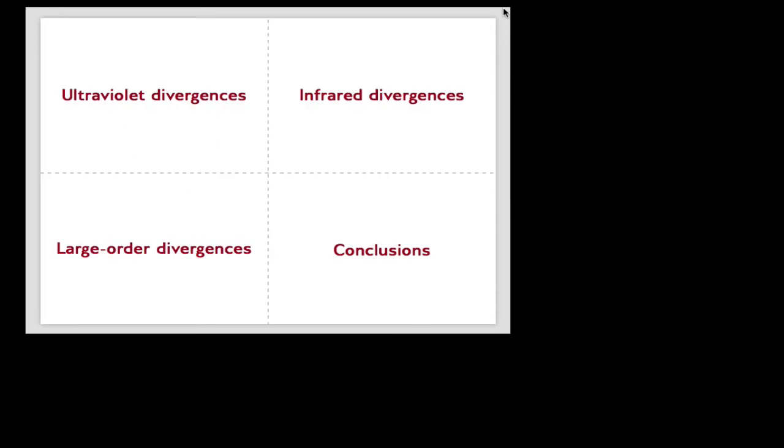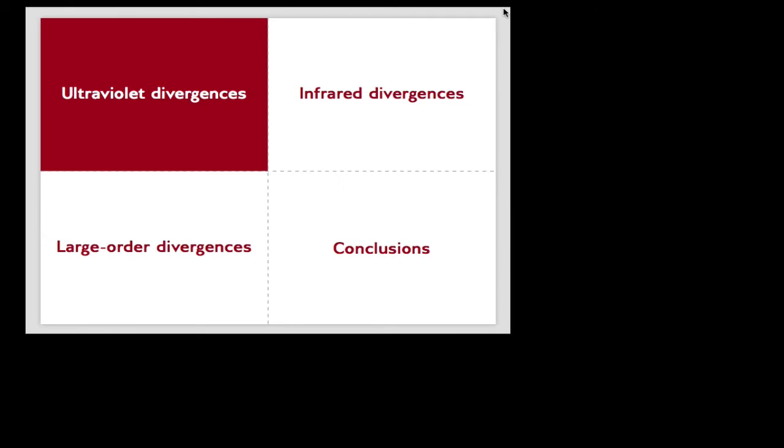Okay. So the way I'm going to proceed is I'm going to systematically work through the three classes of divergences that plague the theory in the short distance, the ultraviolet, the long distance, the infrared, and then I'll explain more of what's meant by large order in a moment, and then I'll offer some brief conclusions. So let's look at the first class of divergences in quantum field theory, the ultraviolet or short distance divergences.